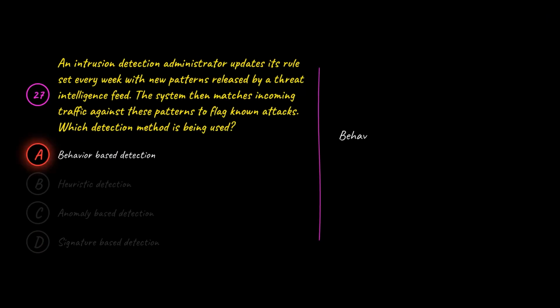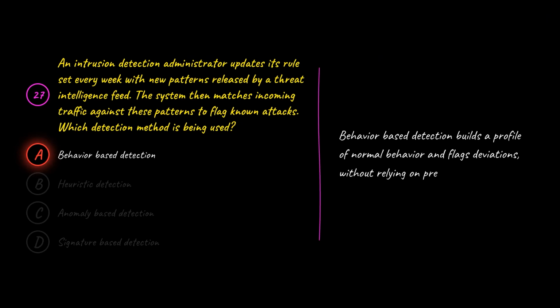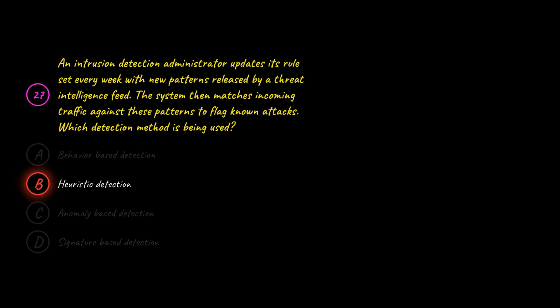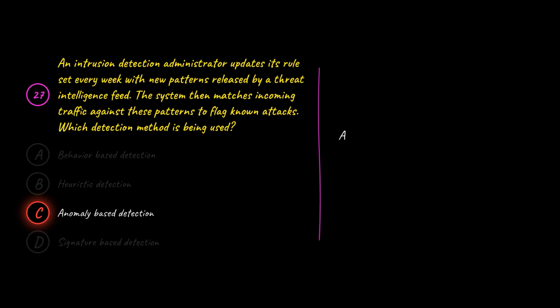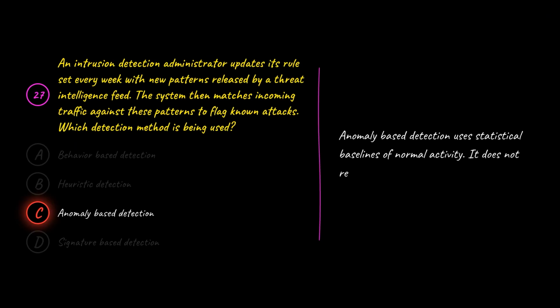A is wrong because behavior-based detection builds a profile of normal behavior and flags deviations without relying on predefined signatures. B is wrong because heuristic detection uses general rules of thumb to spot potentially malicious behavior. It is broader and less precise than direct signature matching. C is wrong because anomaly-based detection uses statistical baselines of normal activity. It does not rely on a signature feed.